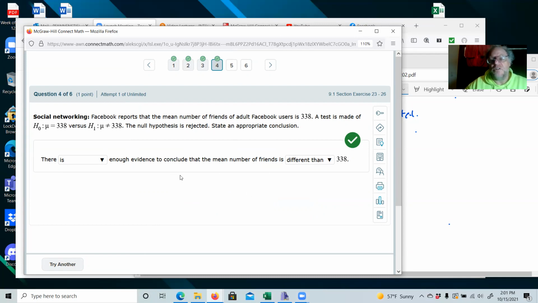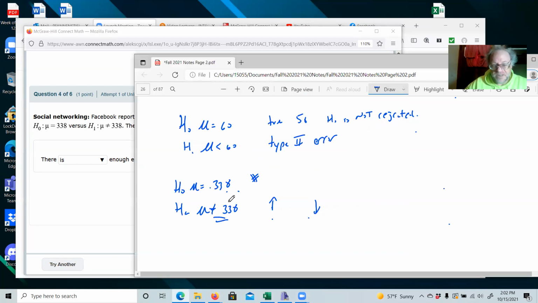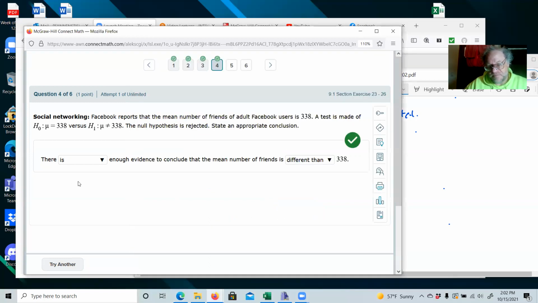It's nice if you write this way. You don't have to write this way. Okay, so just realize that if you gave me a conclusion after you got this, you could say something like, our test shows that adult Facebook users do not have 338 friends. Okay, something to that effect. All right.